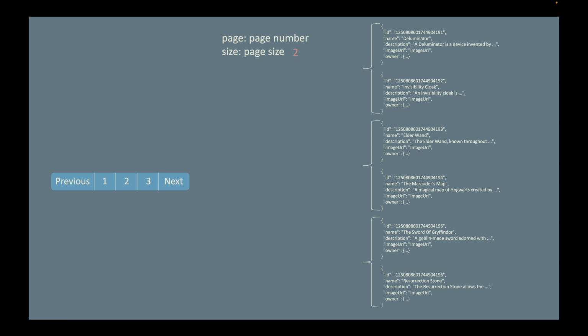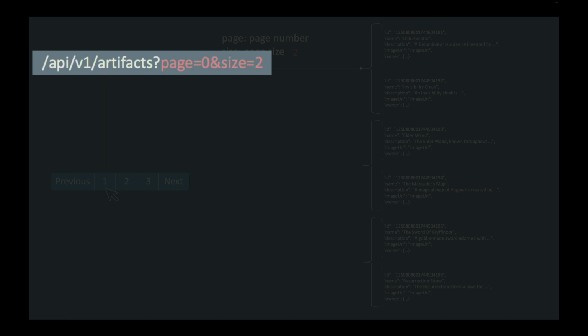Here, you can see a pagination UI component in the front end. When a user clicks the Page 1 button, what happens behind the scene is that the front-end JavaScript code will make this request to the backend. Pay attention to the portion of the URL that comes after the question mark. There are 2 URL parameters, page equals to 0 and size equals to 2. This will request the first page with 2 artifacts in it.